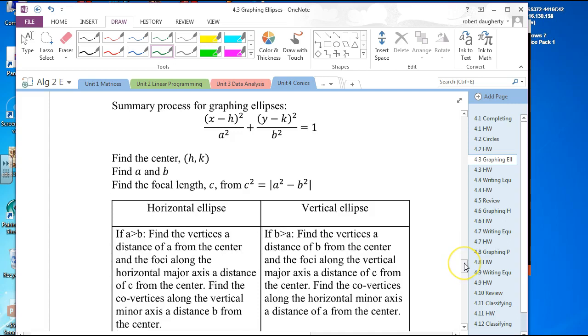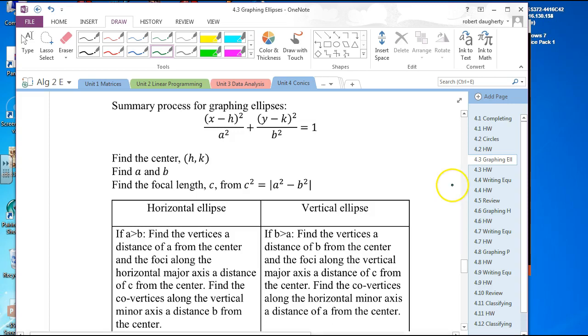So this is the summary of what we did. Know the equation. When you see the equation, the easiest thing in the world is to figure out the center. It's HK. Then you take the square root of these numbers to figure out what A and B are. A will be the distance from the center to whatever you have horizontally, if it's a vertex or co-vertex. B will be the vertical distance from the center to whatever you have at the edge, either a vertex or a co-vertex. And the focal length is C squared, the absolute value of A squared minus B squared.